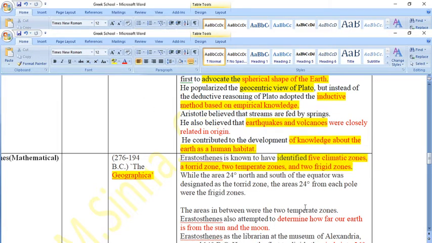And the five climatic zones, that is the torrid zone, temperate zone, and frigid zone. The frigid zone is the polar zone. The torrid zone is the in-between zone. The torrid zone is on the two sides of the equatorial zone. And the temperate zone is in between the torrid and the frigid zone. Okay.